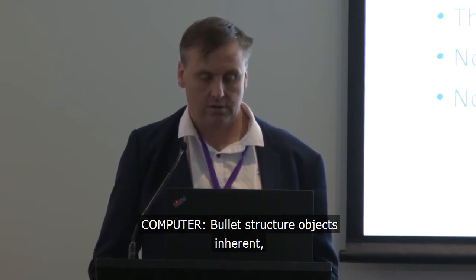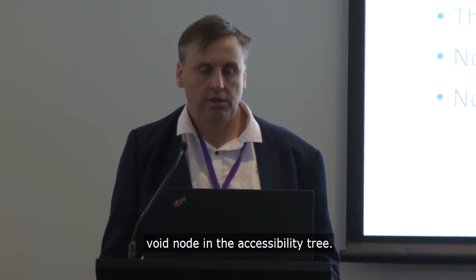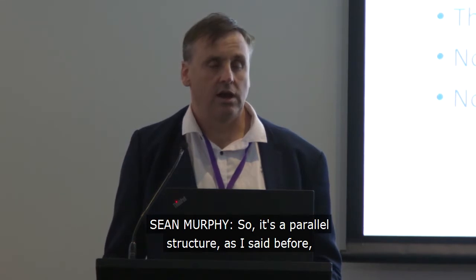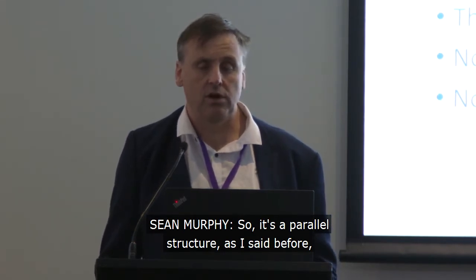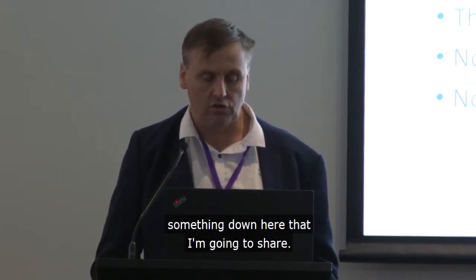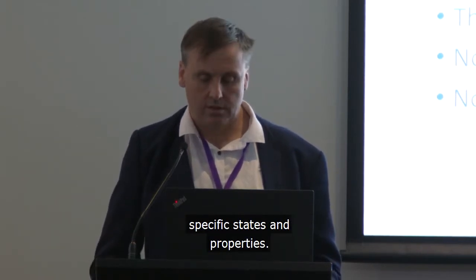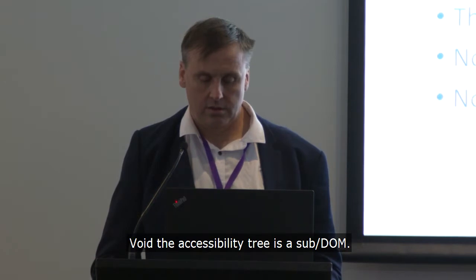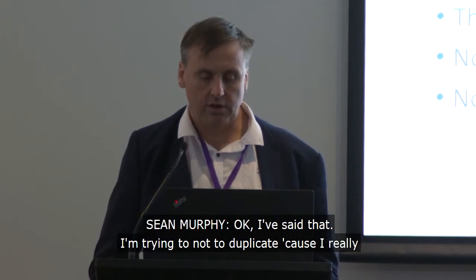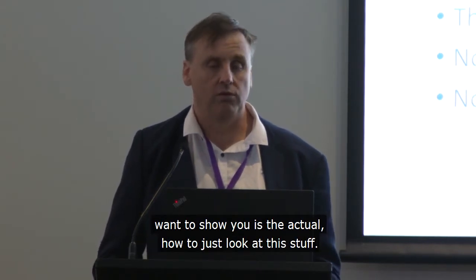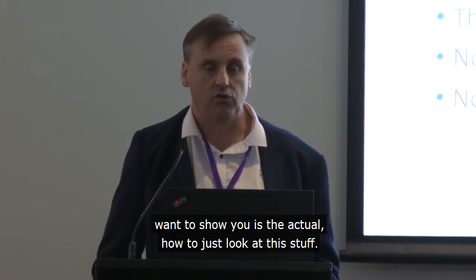Structure objects inherit. Each node in the accessibility tree is a requisite. So it's a parallel structure, as I said before, and there's something down here I'm going to share. Objects are populated with accessibility API specific states and properties. The accessibility tree is a subset of the DOM. I've said that, so I'm trying not to duplicate, because I really want to show you the actual how to look at this stuff.